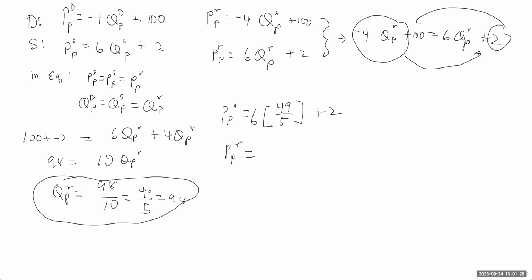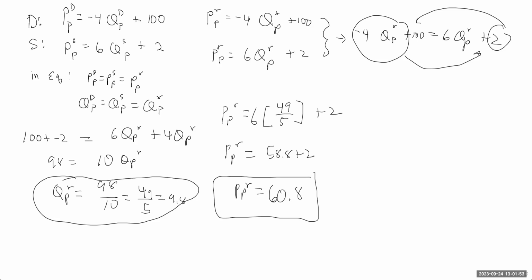P star P is equal to 6 times 49 divided by 5. Okay. And then that is 58.8 plus 2. So P star P is 58, 59, 60.8. Okay. So that's your answer. That's how you solve for this equilibrium.